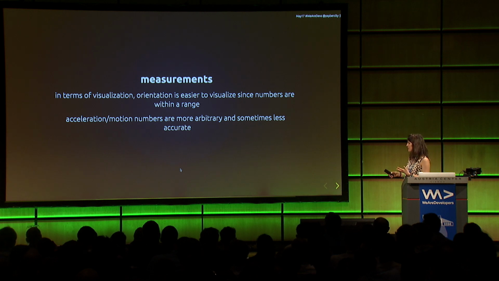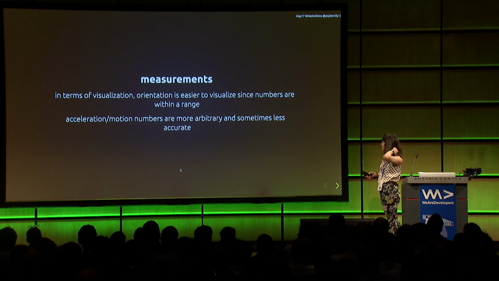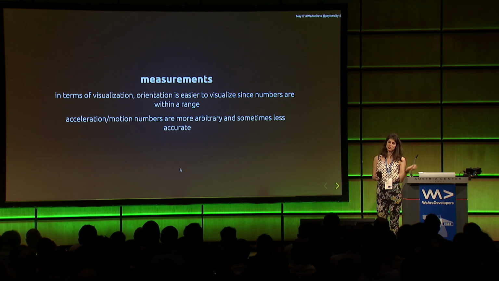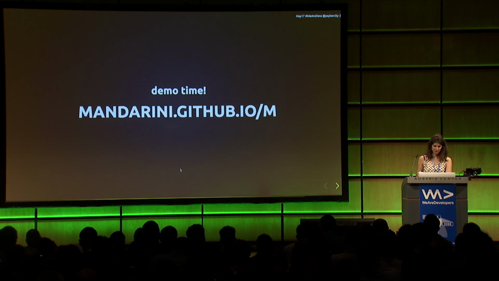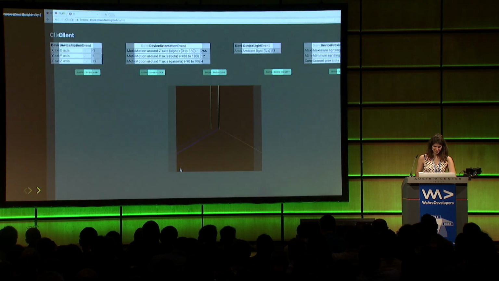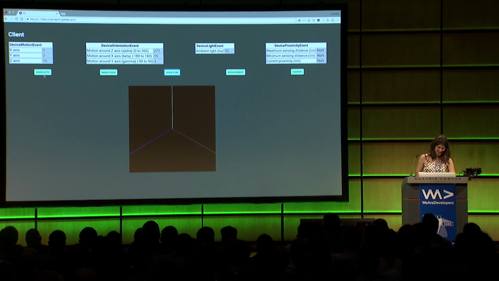So what can you do with the measurements? In terms of visualization, orientation is easier to visualize since it's just numbers within a range, from 0 to 360, say. Acceleration and motion numbers are more arbitrary and sometimes less accurate, because motion detection can differ according to the sensitivity. So, don't go there first. First, let me show you.